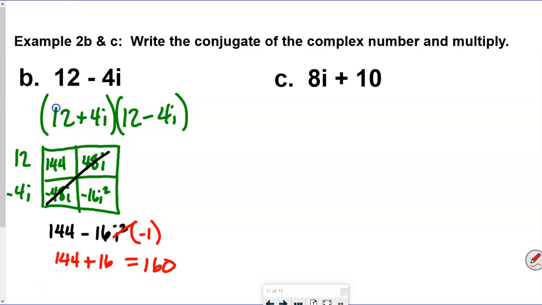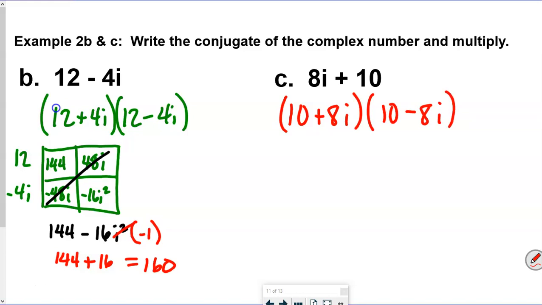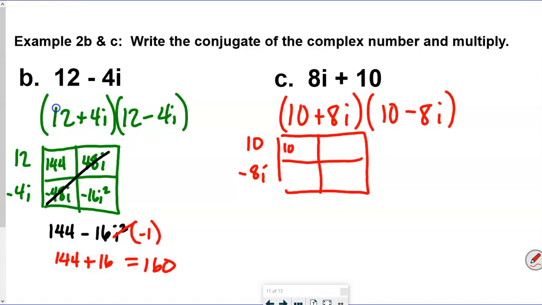All right, let's do this over here. Now I'm going to put this in standard form first because then I know I'm not going to make a mistake. And I'm going to multiply that by 10 minus 8i, okay? So I put it in standard form first. Now again, I'm going to put my 10 and my negative 8i out here, and I'm going to use my box method. Okay, so 10 times 10 is 100. This is 80i and negative 80i. And then that's going to be negative 64i squared.